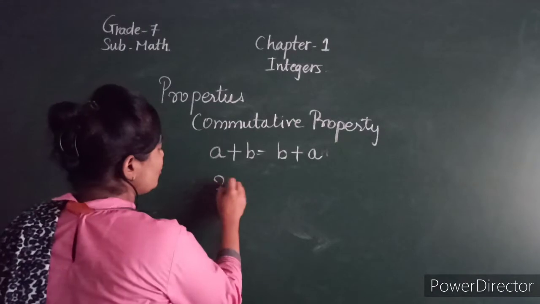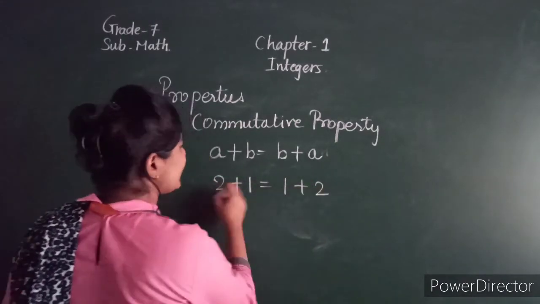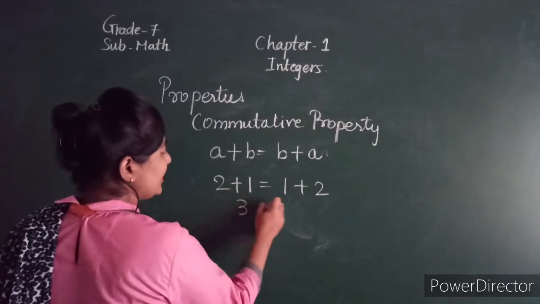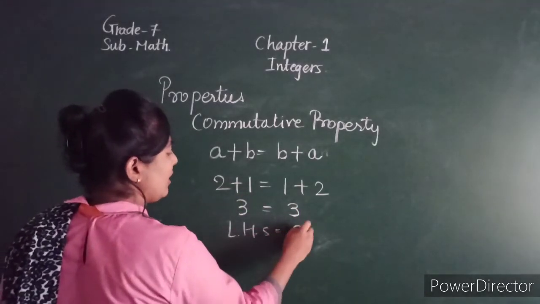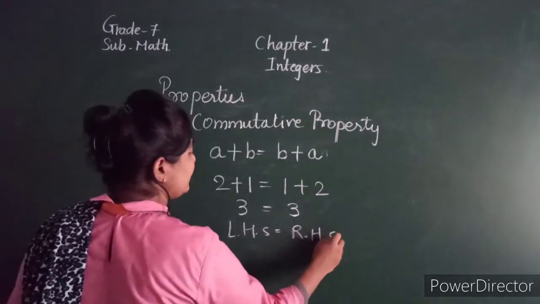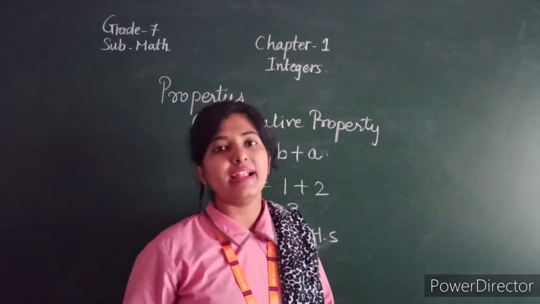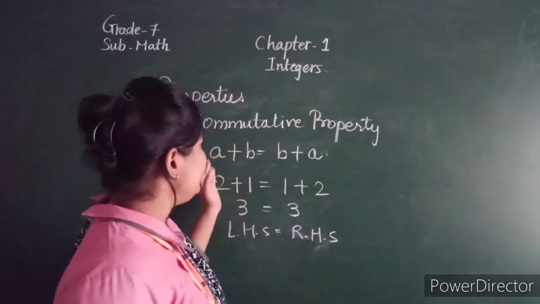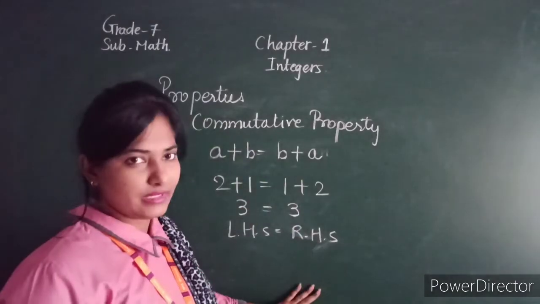It means 2 plus 1 is equal to 1 plus 2. You will get the same answer here, 3 equals 3. It means LHS equals RHS. If you add any two whole numbers in any order, you will get the same result on both sides. This is the commutative property.